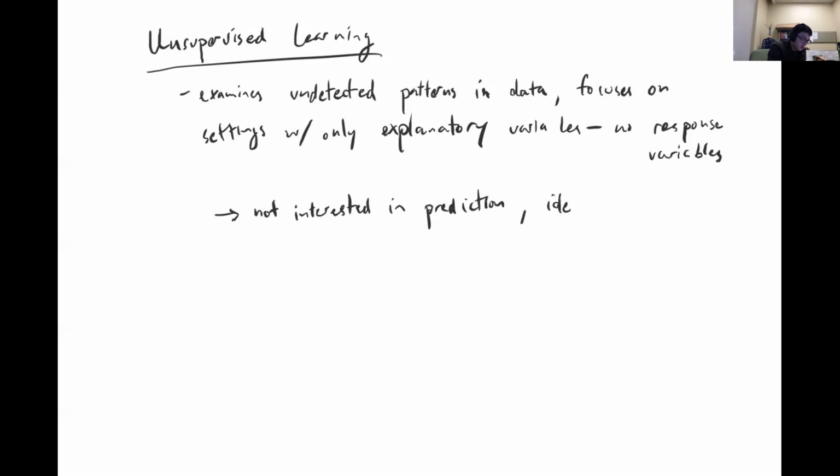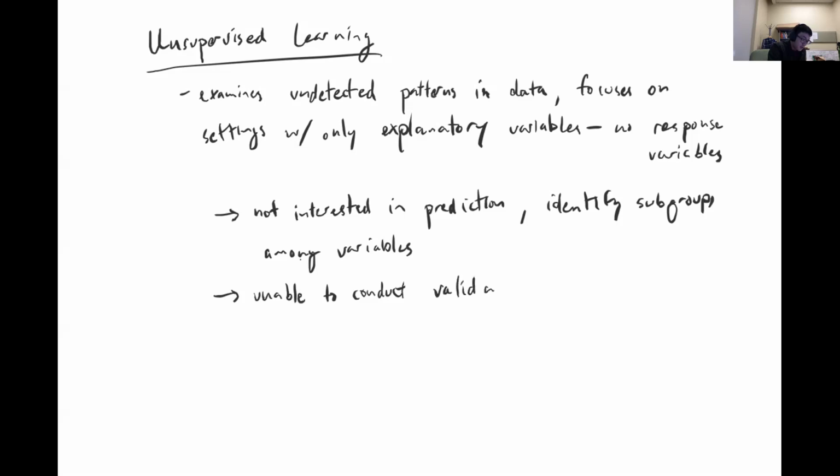Really, you want to identify subgroups among variables. And you're unable to conduct validation, because you have nothing to validate on. You're not looking at any particular outcomes. Because of that, you have no training set and testing set to calibrate any of your models.